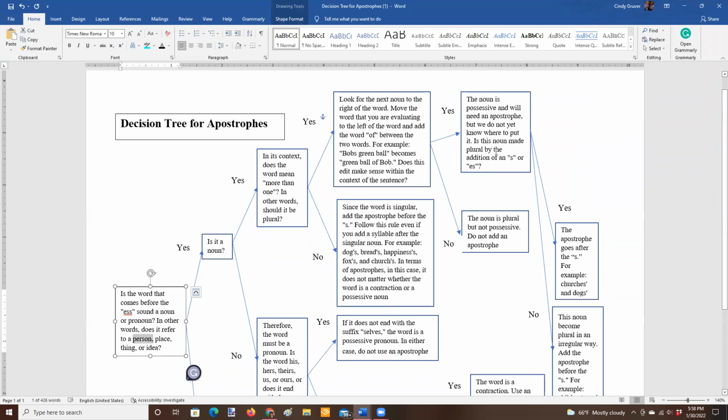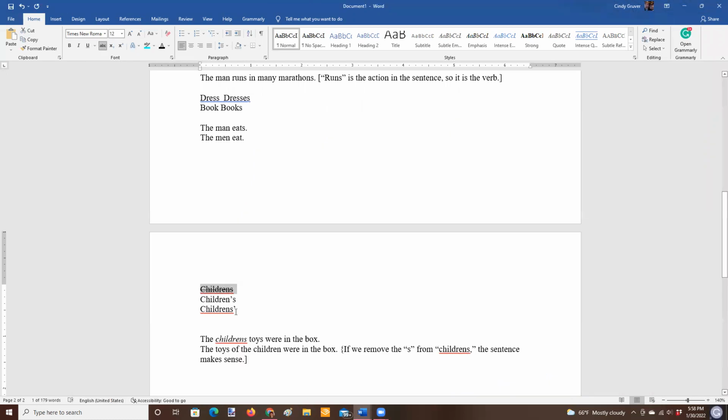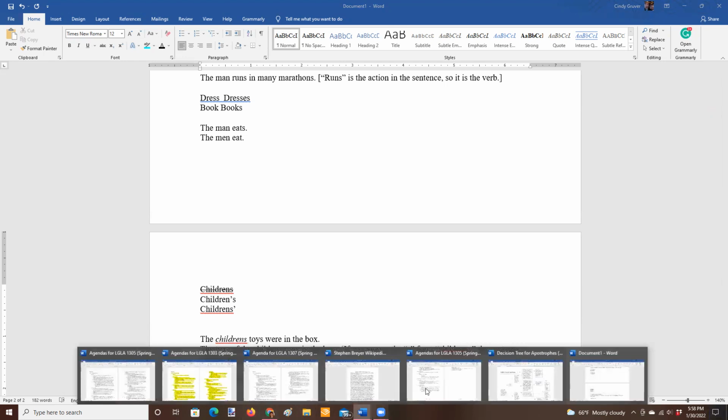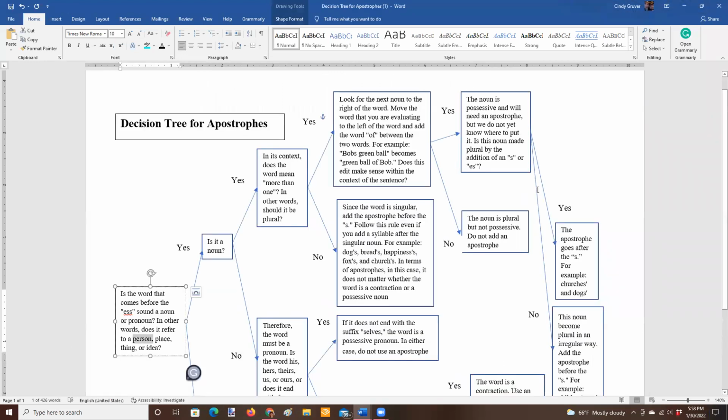Okay, so now we're going to ask, is the noun made plural by the addition of S or ES? Well, no. Our base word is the word child. In order to make it plural, we add REN, right? Which is neither an S nor an ES. So we're going to have to say no to that question. Nope.